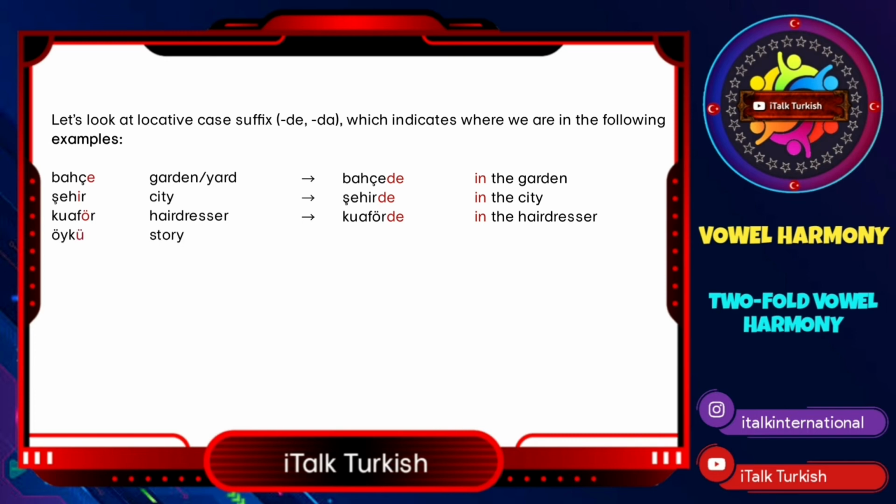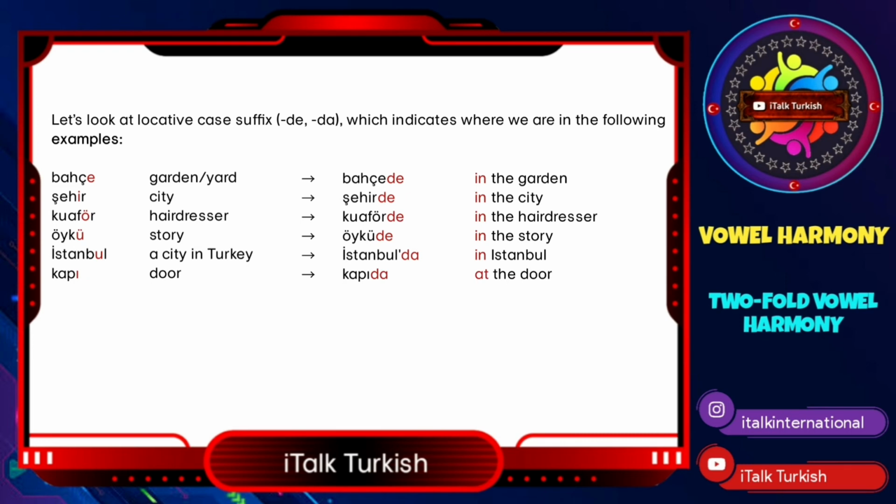Öykü, öyküde. İstanbul, İstanbul'da. Not İstanbul'de. Doesn't that sound silly? Kapı, kapıda. Not kapıde. Doesn't that sound silly?